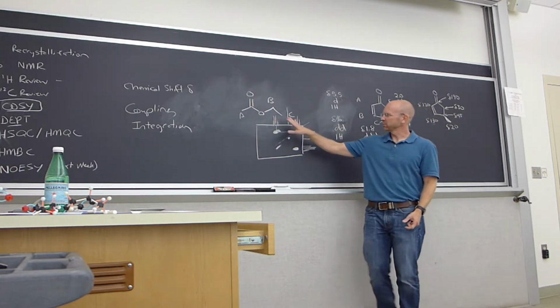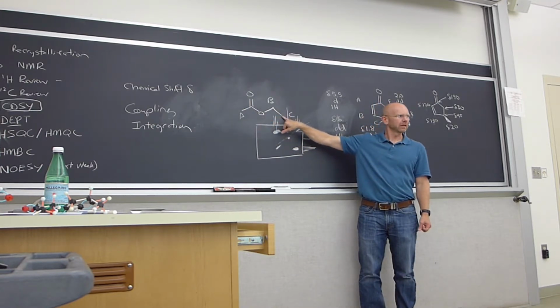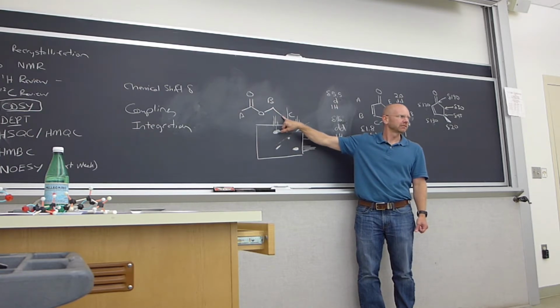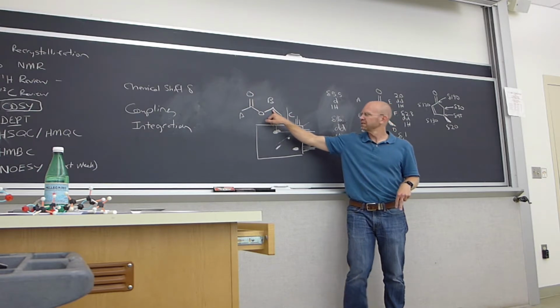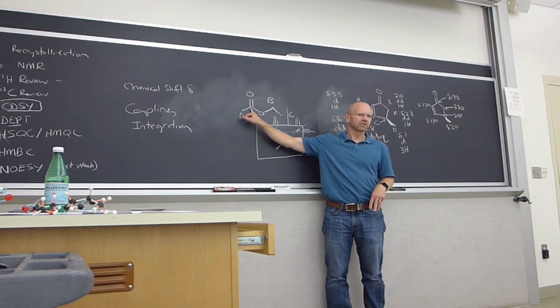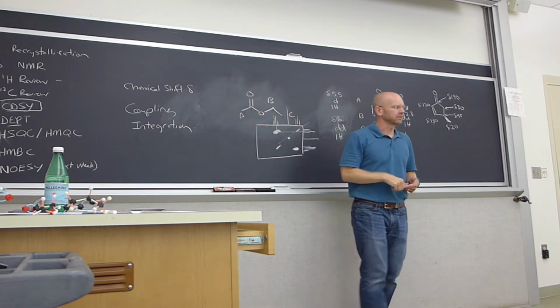Right, so let's predict what the DEPT will look like for ethyl acetate. The carbon signal in a DEPT for this carbon will be up or down or invisible. How many protons does it have? 3. If it has 3 protons, it should be positive. This one, how many protons attached? 2, so it should be negative. This one, how many protons attached? 0, so it wouldn't be visible in the DEPT. How about that one? Positive.